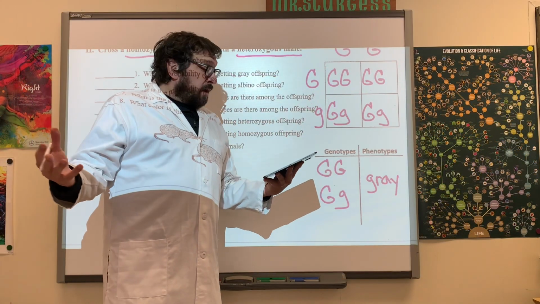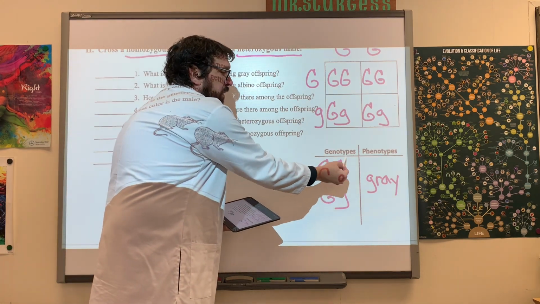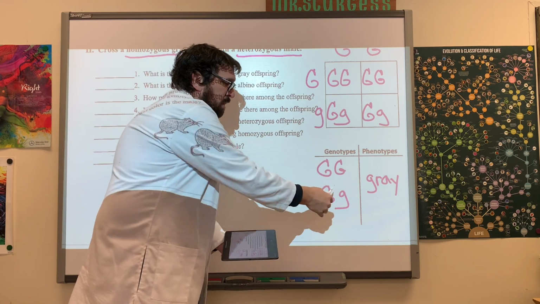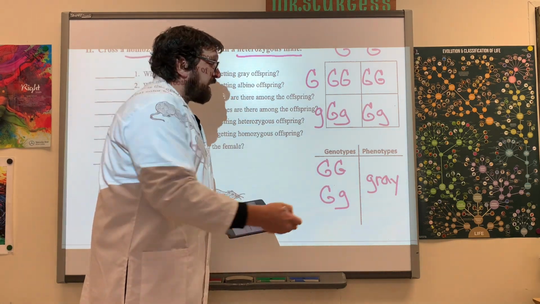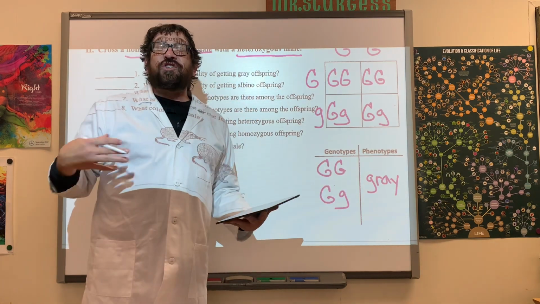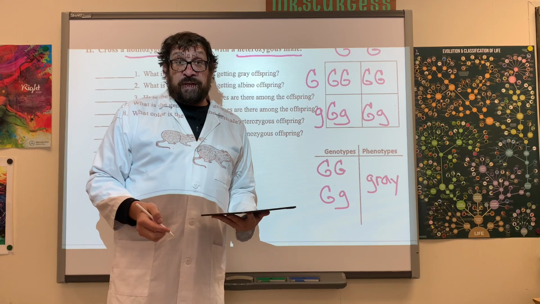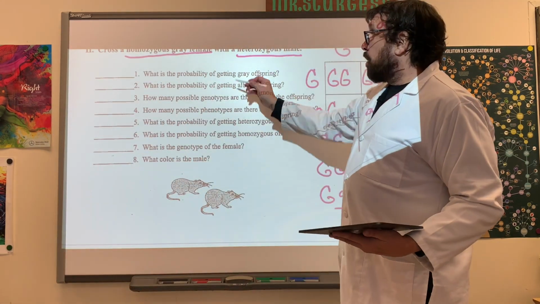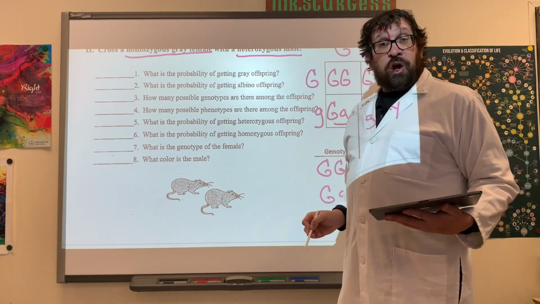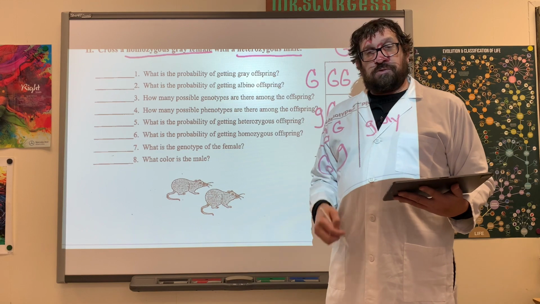All right, we have 2 different genotypes that happen. We've got homozygous dominant, heterozygous dominant. Those are 2 genotypes, and because they both have dominant genes in them, all the offspring are going to be gray in this case. All right, I would like you to go through these questions on your own, and then we'll go through these and review them in just a second. Go ahead and do that.